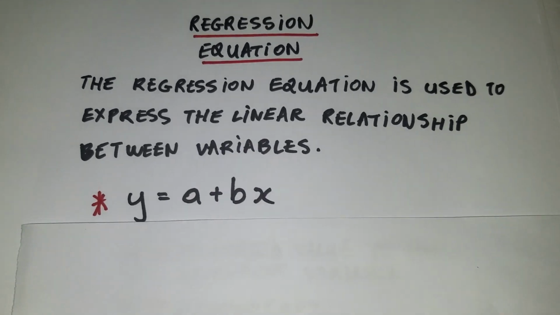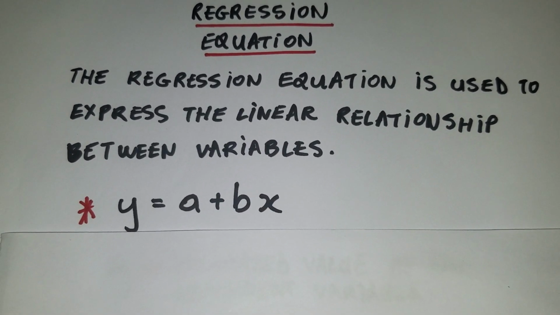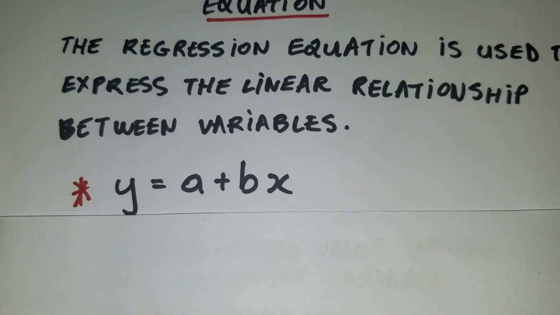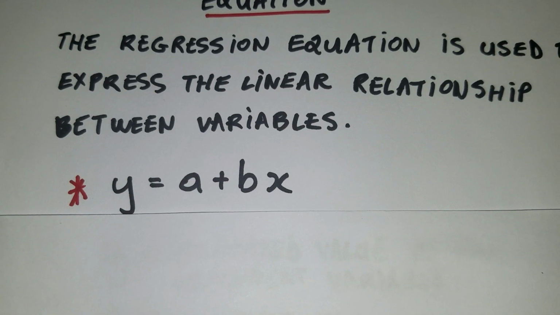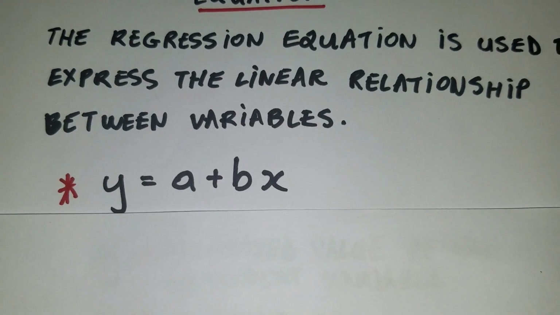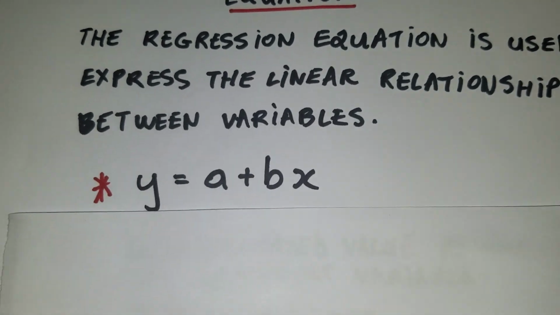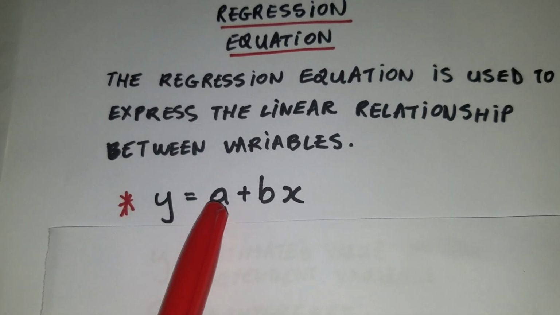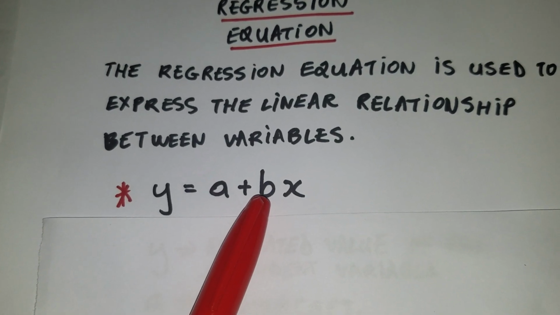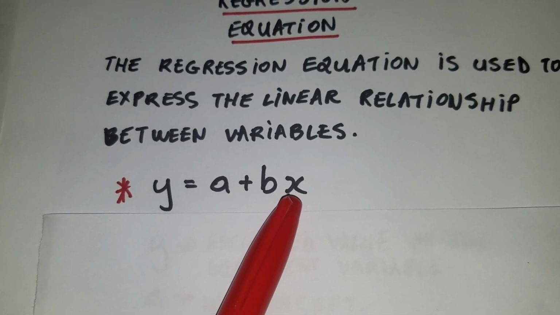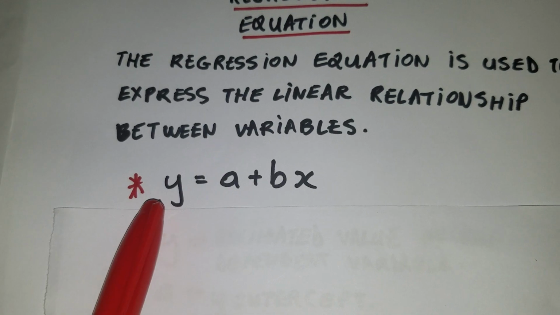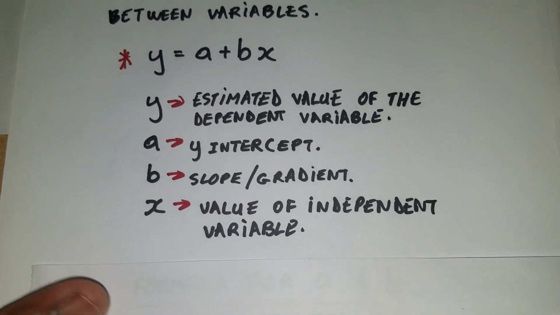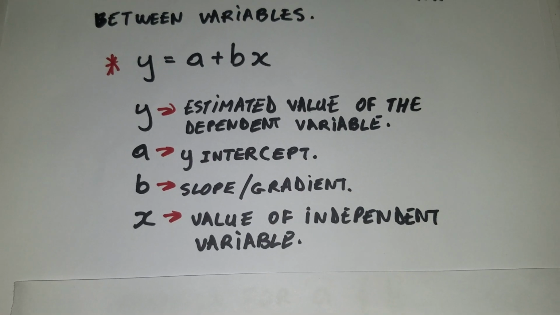Now in this form, instead of using y equals, how would you guys be used to it? y equals mx plus c. That's not how we use it in this case. It would be y equals a plus bx, where a would be your y-intercept, b would be your gradient or your slope, and x is your independent variable while y is your dependent variable. So basically the regression equation is simply the equation of a straight line.